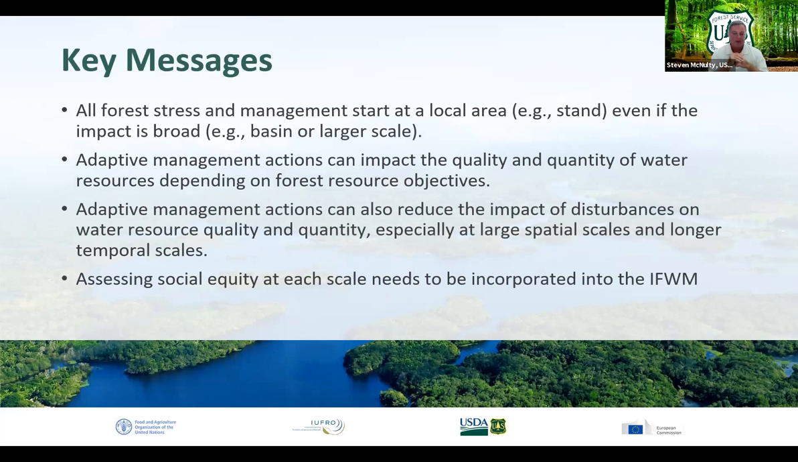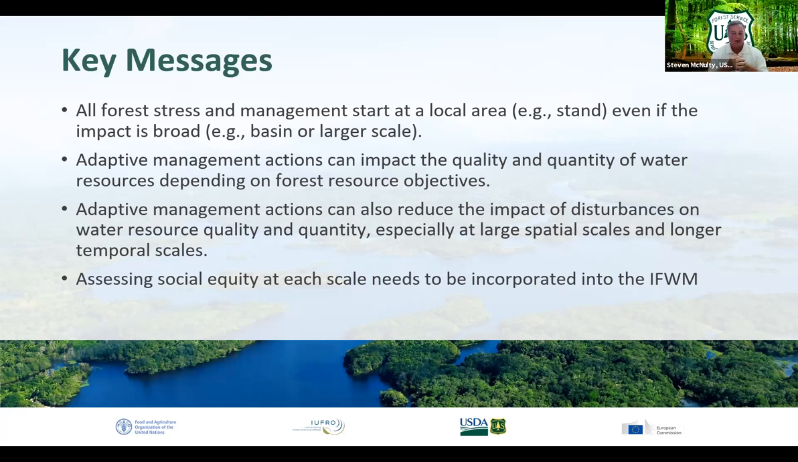So the key messages from this presentation are that all forest stress and management start at the local scale, the stand scale, even if the impact is broad, basin or large scale. So we must always think about what we are doing at the very smallest level down to the tree, and remember that that has impacts across much larger landscapes. And then adaptive management actions can also impact the quality and the quantity of water resources, depending on the forest resource objectives, and we can either have a positive or a negative impact on what those resources will be.